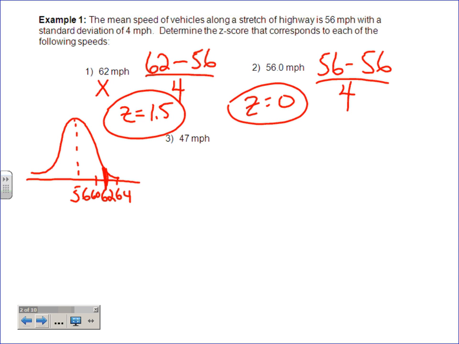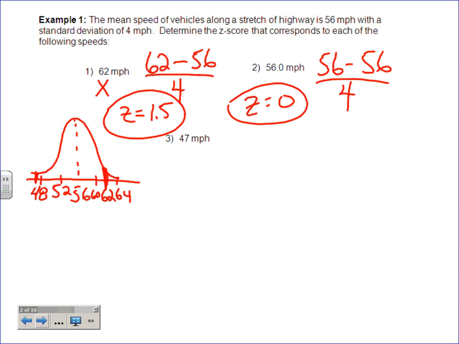Now 47. Obviously, is this going to be a positive or negative answer? Negative, because it's to the left of that mean, right? If I go 1 standard deviation, we're at 52. And if we go another one, we're at, not a trick question, 48. So 47 fits in there somewhere. 47 is actually out a little ways yet, right? If you had to take a guess, what would you say? It's obviously right out here.